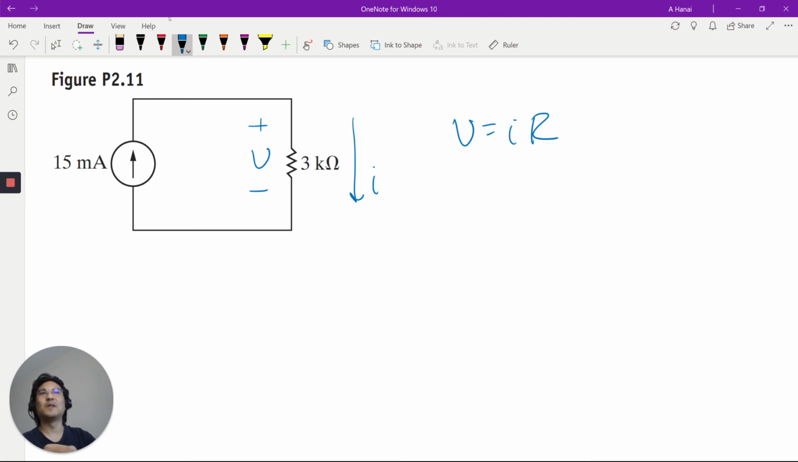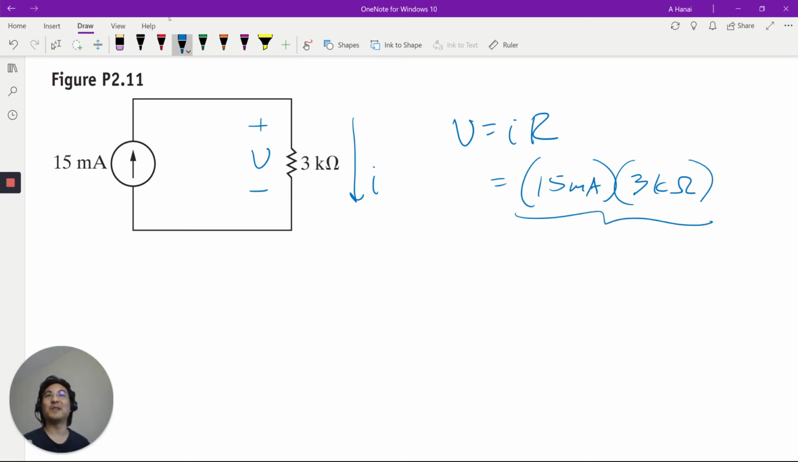So can you solve for the voltage here? Right? We know the current is 15 milliamps. We know the resistance. Right? So this is 15 milliamps. And that's 3 kilo ohms. Right? So just multiply these together and it would be positive.